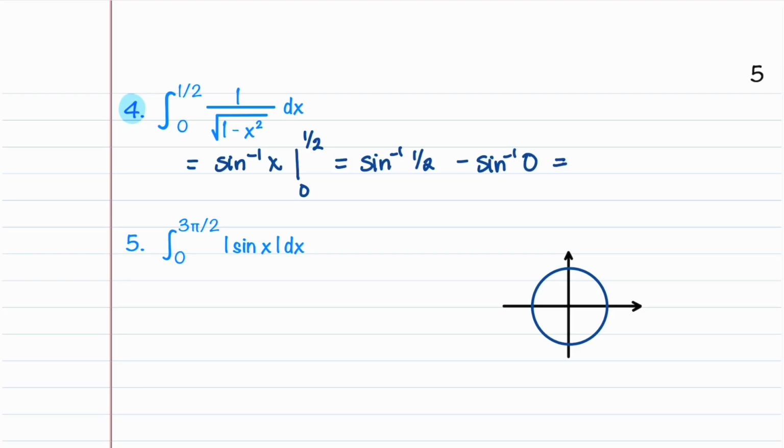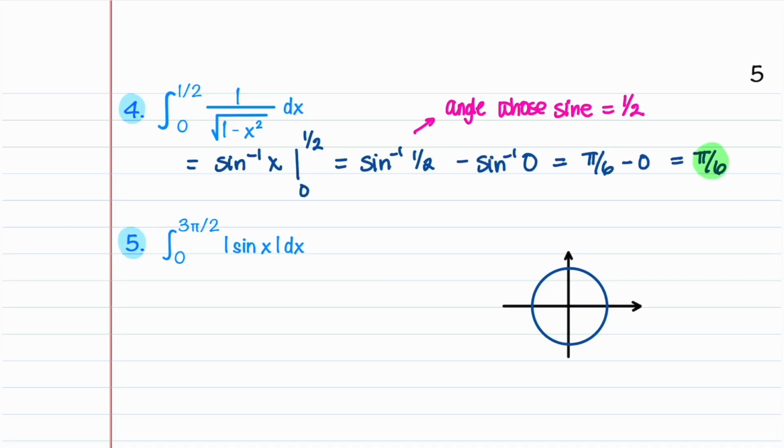You want to remember that an inverse trigonometric function is just an angle. So the inverse sine of 1/2 is an angle whose sine is equal to 1/2. So if you think about the unit circle, the angle whose sine is equal to 1/2 is pi over 6. So we have pi over 6 minus the angle whose sine is equal to 0, and that is going to be 0. So we subtract off 0, and we get an answer of pi over 6.